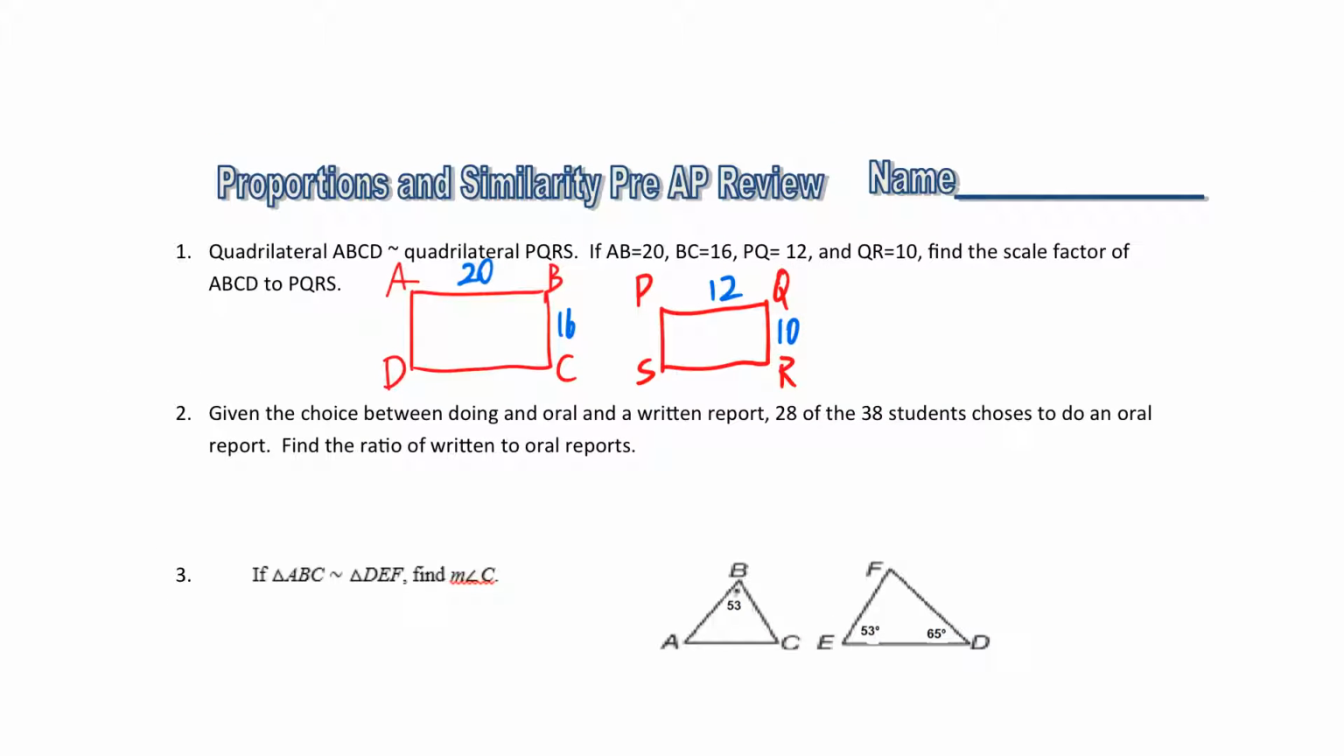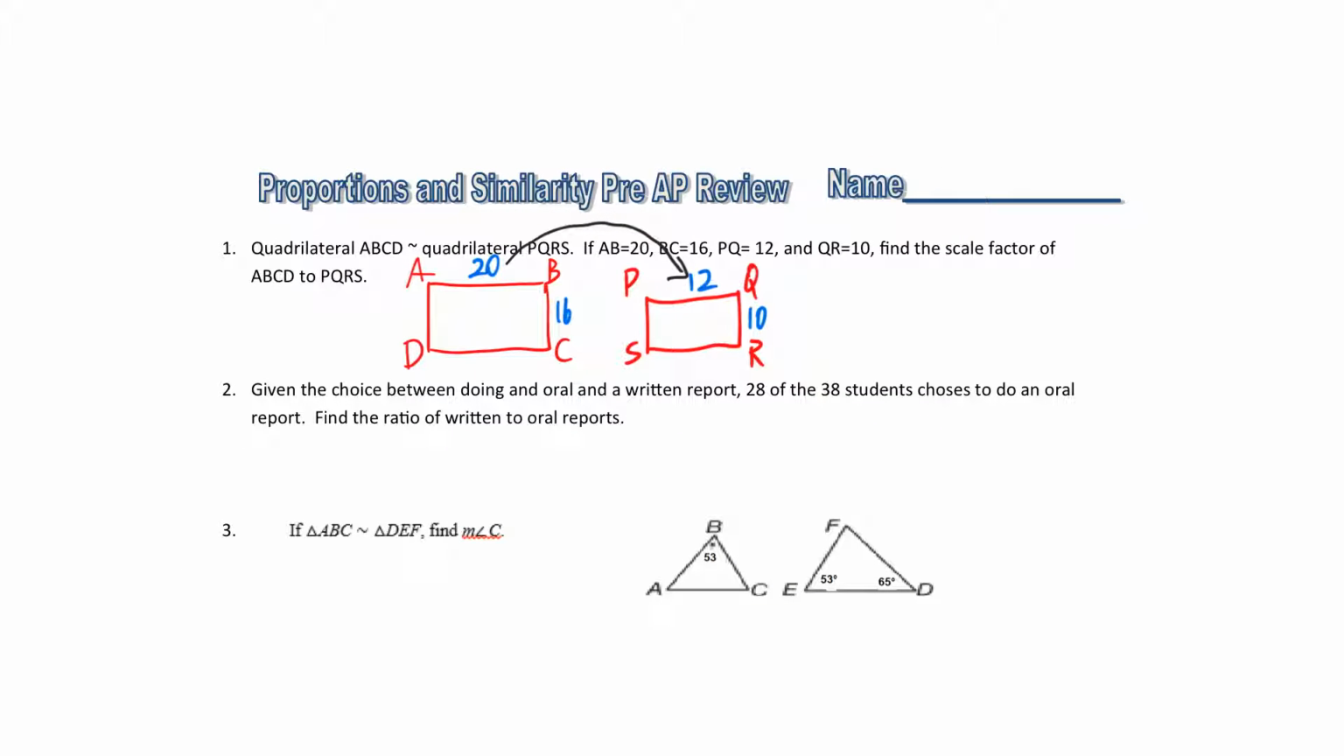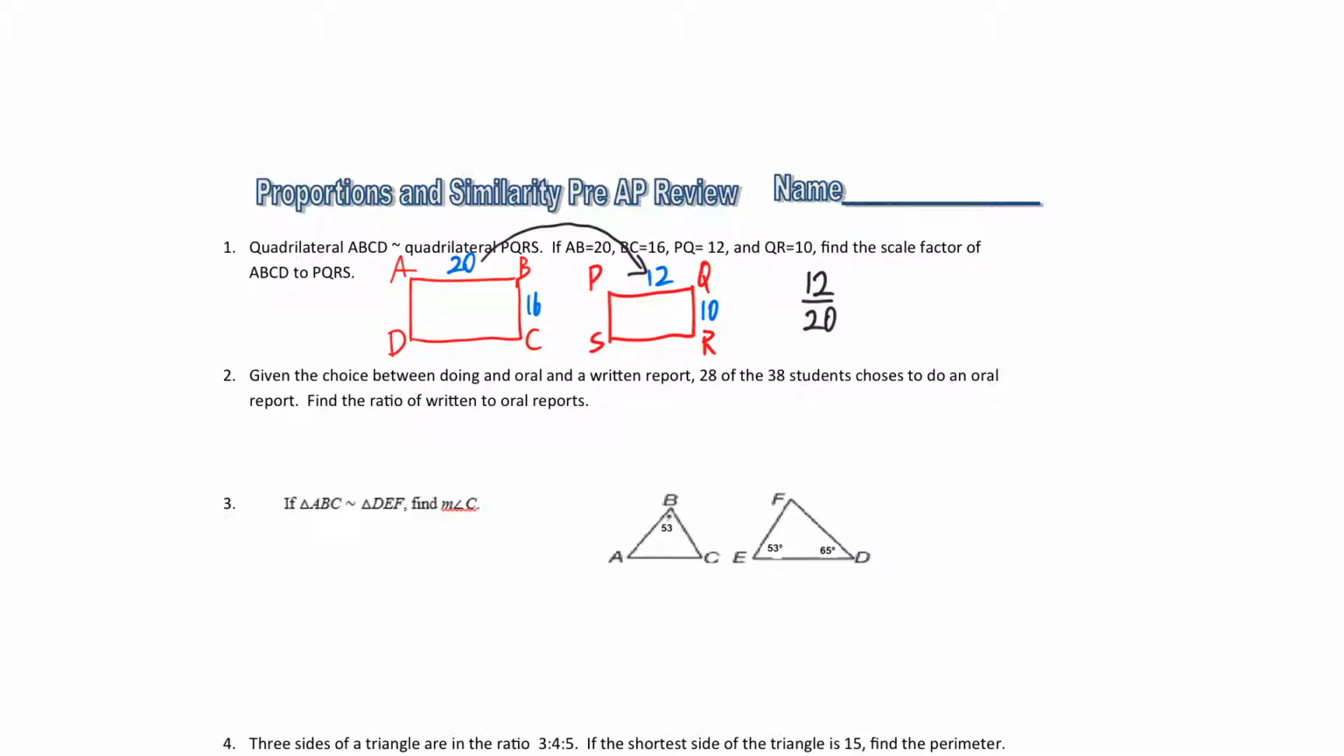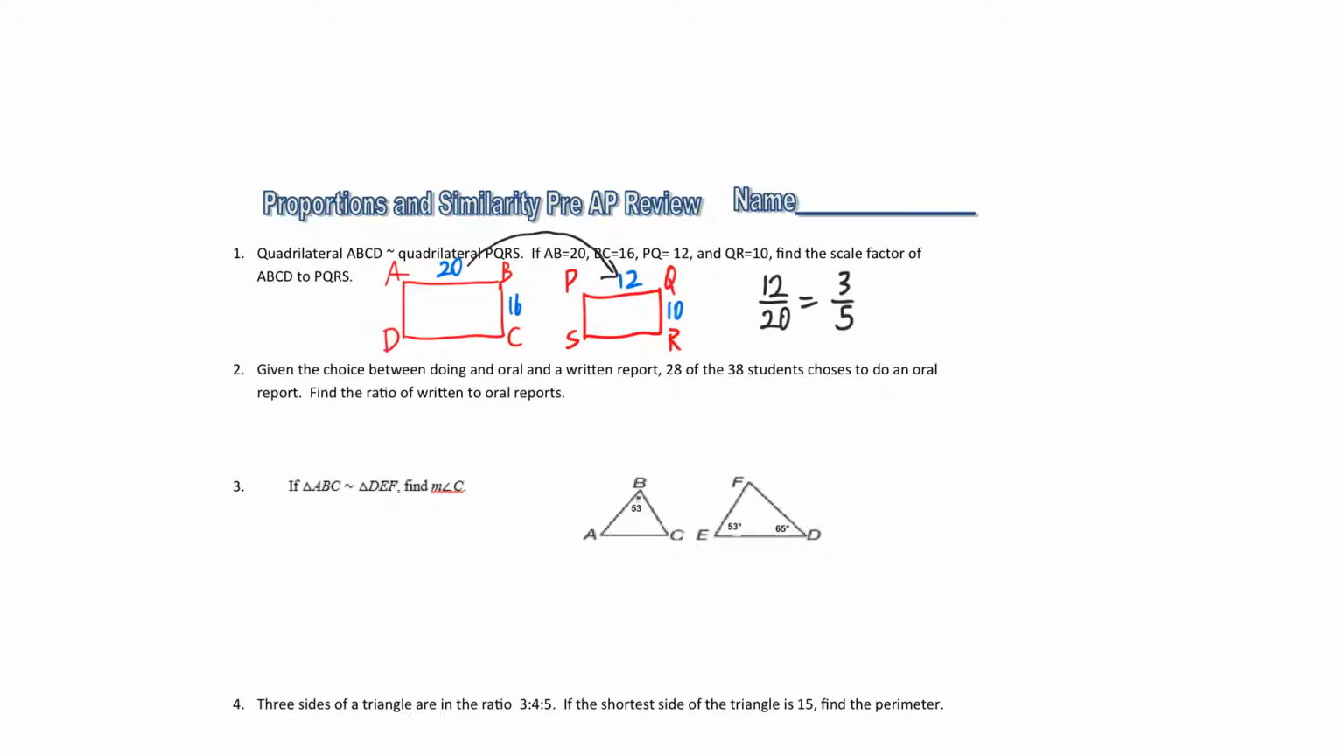And so it wants to know the scale factor. To get from here to here, 20 times what is 12? The way to do that is just to put 12 over 20. It's just simple math. So 12 divided by 20 is 3 over 5, or as a decimal, 0.6.